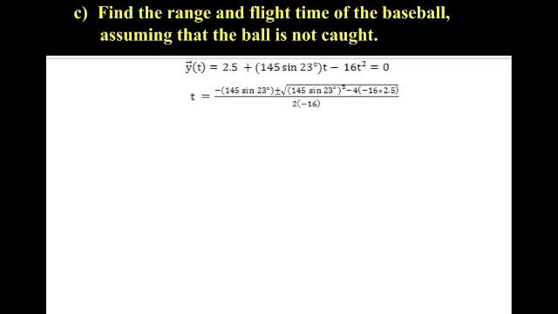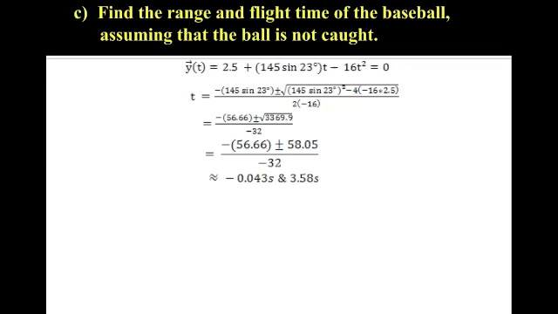Now we move on to part C, which is finding the range and flight time of the baseball, assuming that the ball is not caught. As the question states, assuming that the ball is not caught, y will equal 0 as it lands on the ground. And by using the quadratic formula, you can solve for t and plug the given information in the quadratic formula as shown on the screen. And you can solve that t equals negative 0.043 seconds and 3.58 seconds. But we cancel out the negative seconds because time cannot be negative. So t equals 3.58 seconds.